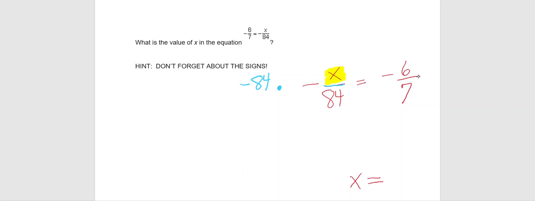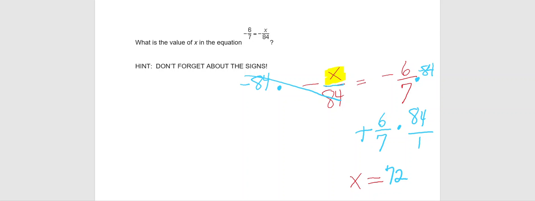What we do to one side, we have to do to the other side, so I need to multiply this side by negative 84 as well. So multiplying by negative 84, a negative 84 on the top and a negative 84 on the bottom cancels, leaving me with just x. A negative times a negative is a positive. Over here, a negative times a negative is going to be positive 6 over 7 times 84 over 1. I have two options. I could multiply straight across and then divide by 7. So I could do 6 times 84 and then divide by 7. 6 times 84 is 504 and then divide by 7 is 72.